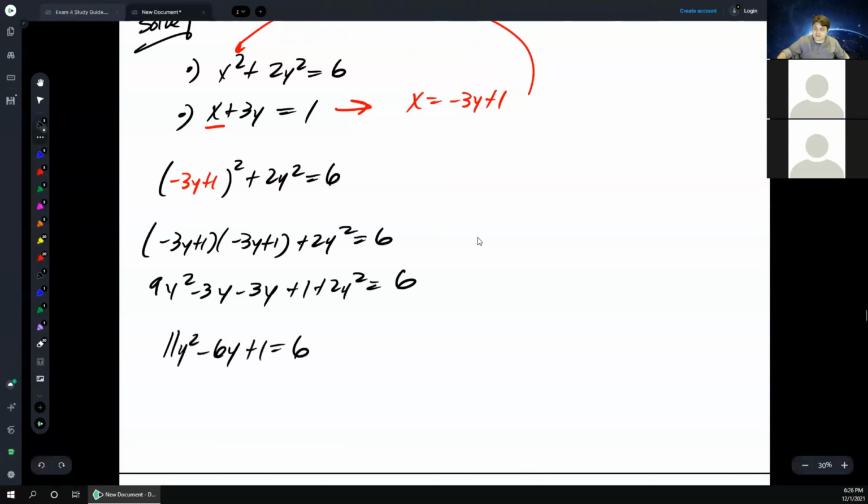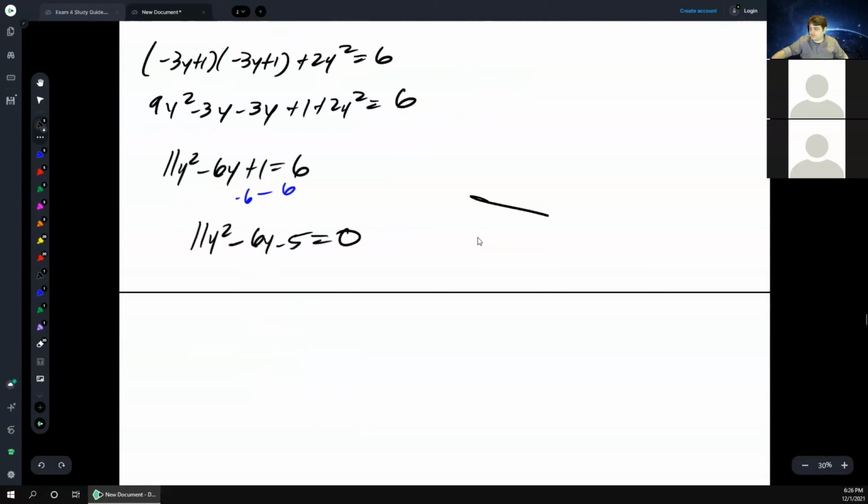Okay, so we have a quadratic. Subtract over to zero it out. And here, once again, it's whatever you want to choose. We can try factoring. We can try the quadratic formula, whichever one you prefer.